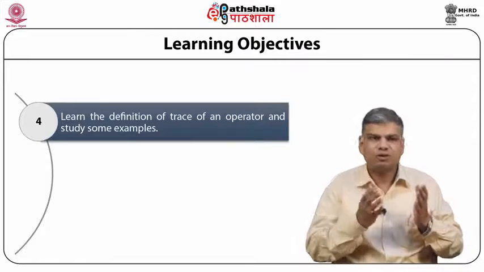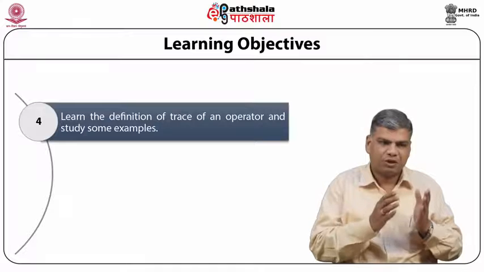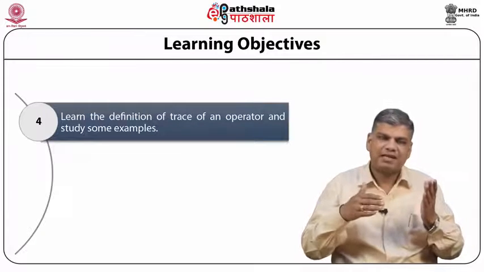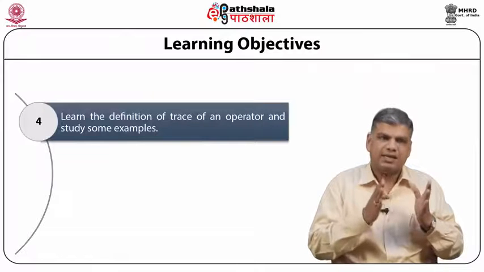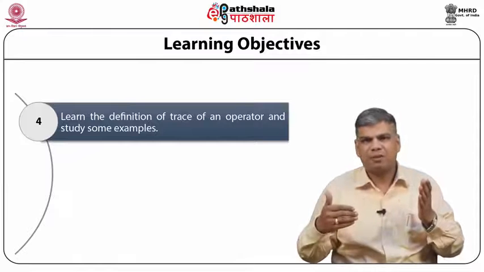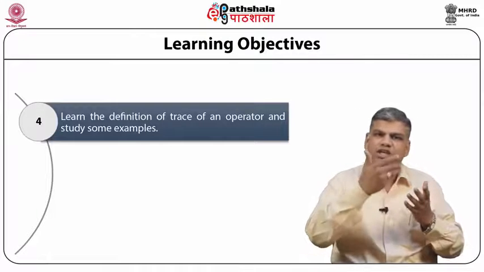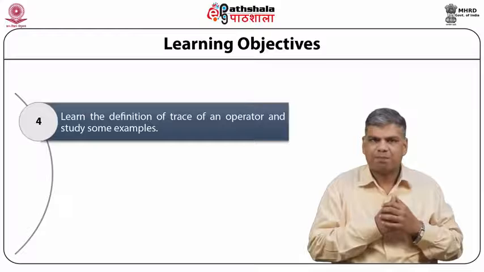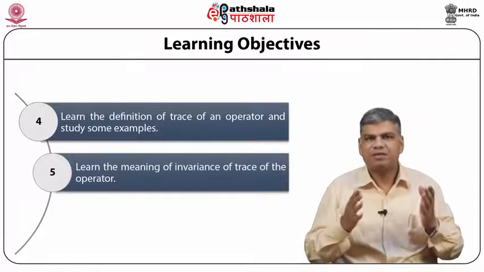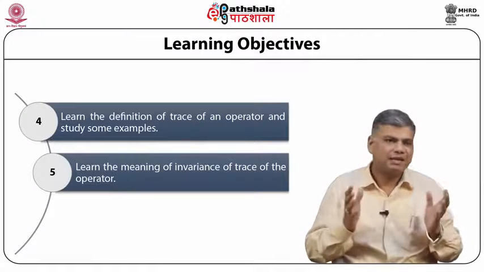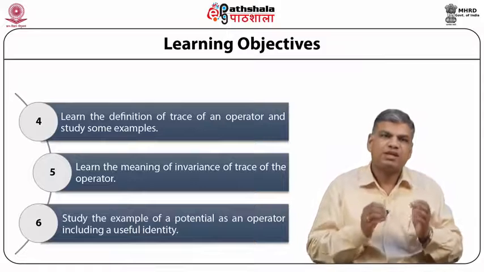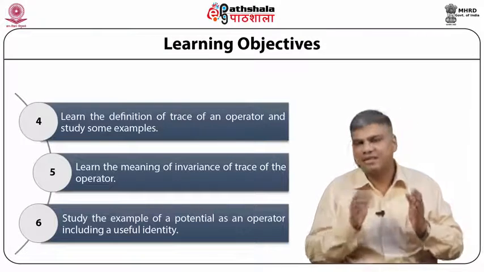And it's also important to know the trace of an operator because the trace is the sum of all the diagonal elements, and in case we diagonalize a matrix, then simply by finding out the trace of the operator, we can find out the sum of all the elements of that matrix. Then we will learn the meaning of invariance of trace of the operator. And finally, we will study the example of a potential as an operator, including a useful identity.